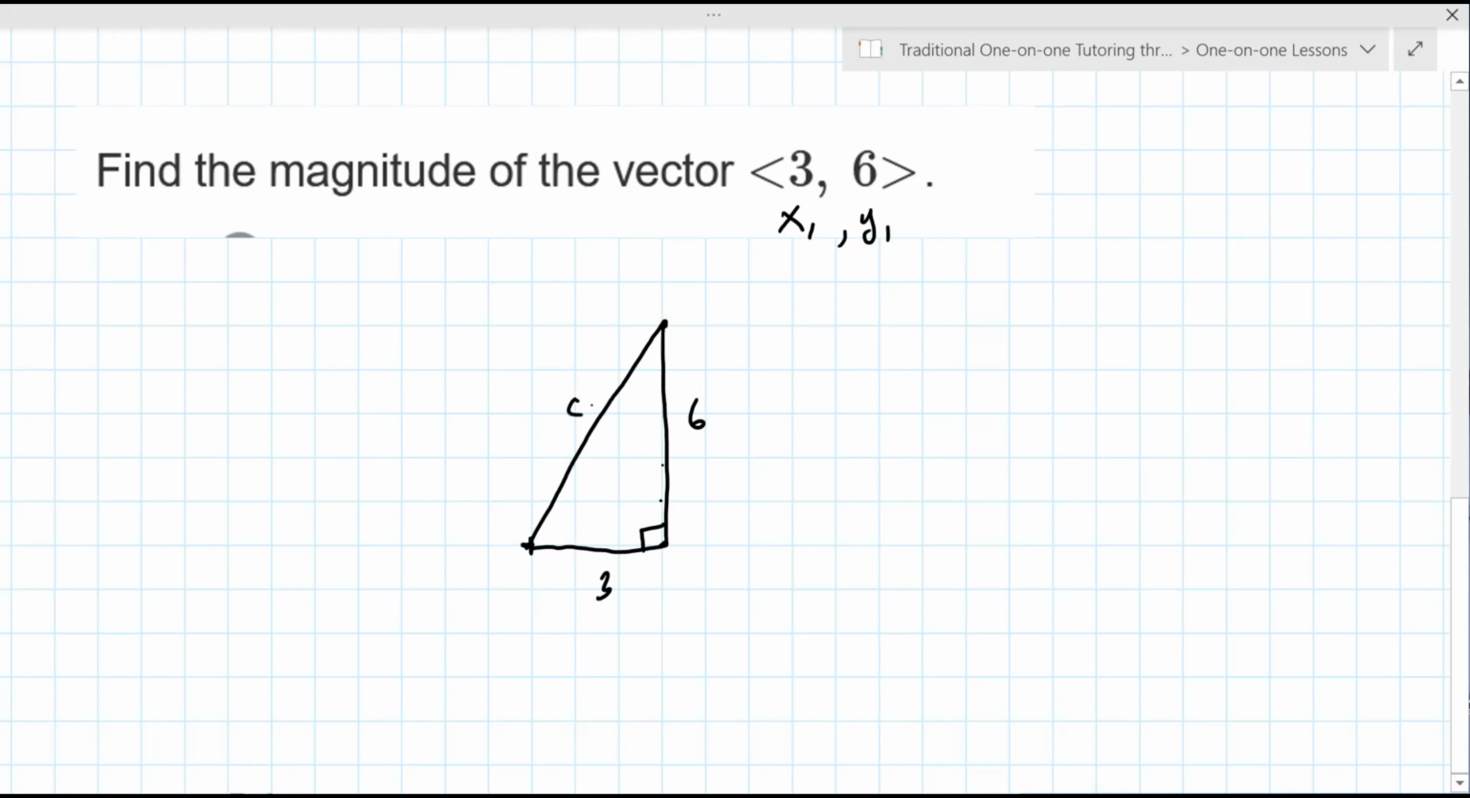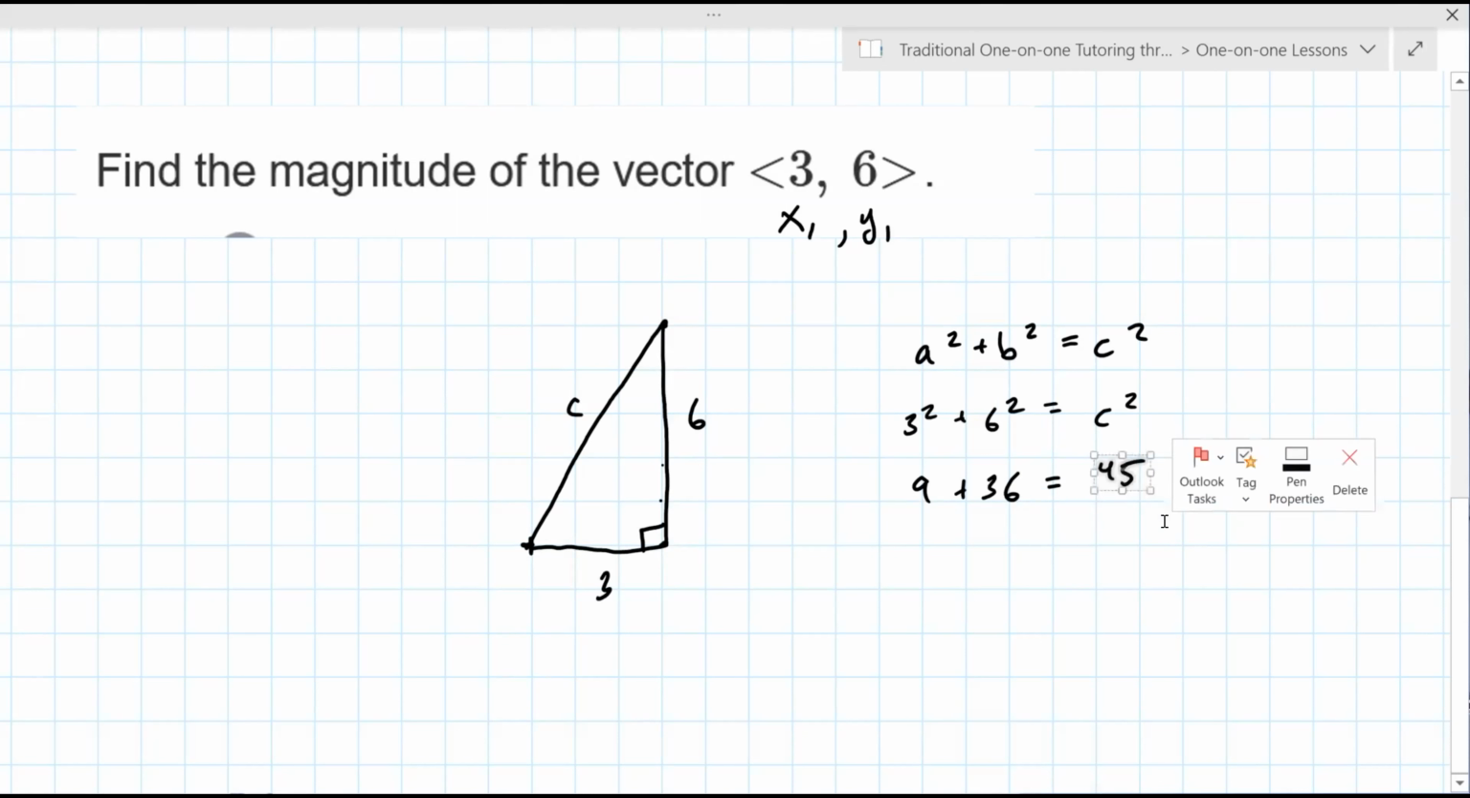And how do you find the hypotenuse of a right triangle? It's a squared plus b squared equals c squared. And I'm giving you a and b. So 3 squared plus 6 squared equals c squared. 9 plus 36 equals 45. 45. Yes. I'm sorry, equals c squared. And then we got to take the square root of that. So do you have your Desmos scientific up? Yes. Go ahead and take the square root of 45 and round to 1 decimal place if needed.